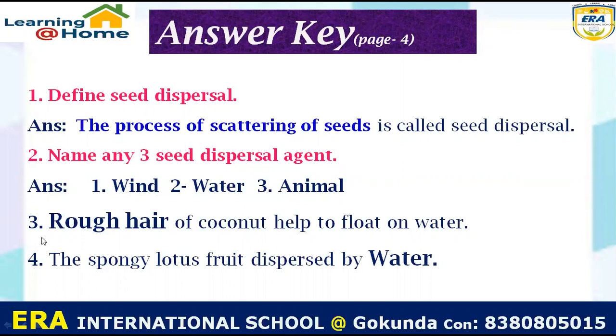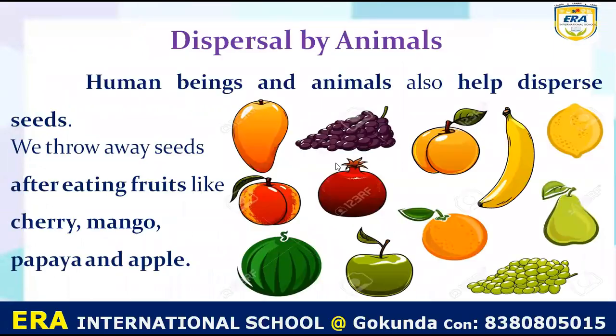Third question, fill in the blanks. The rough hair of coconut helps it to float on water. And the fourth question is that the spongy lotus fruits are dispersed by water. So check your answers, correct them, and learn them.